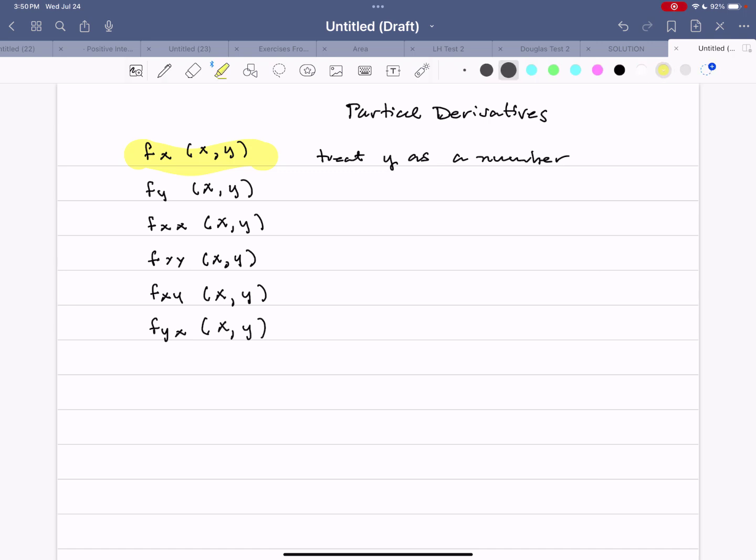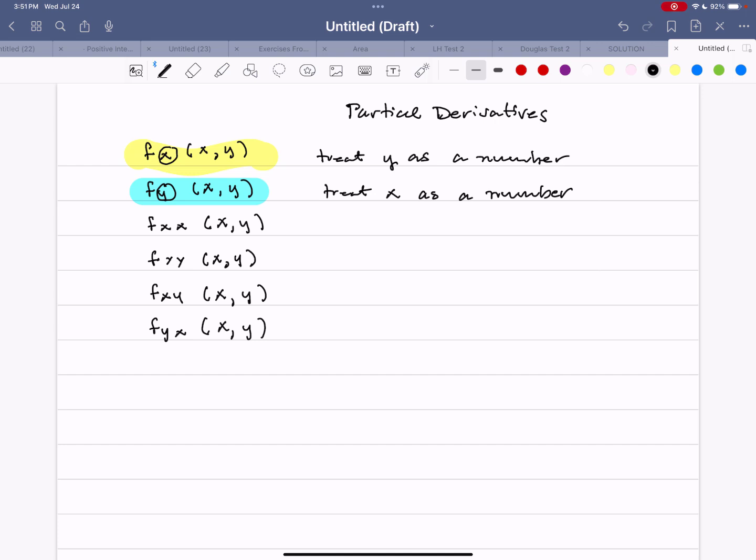This next one means the partial derivative of a function f in variables x and y with respect to y, which means we're going to treat x as a variable, as a number. So the subscript tells you which one is the variable, okay?